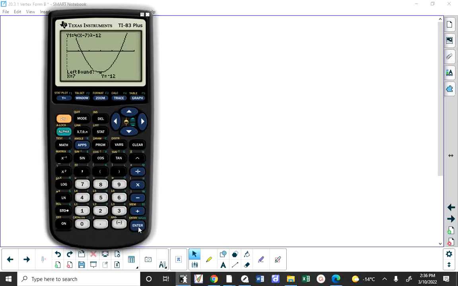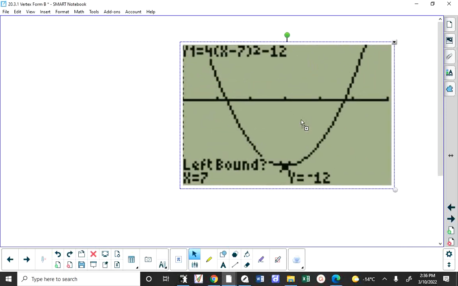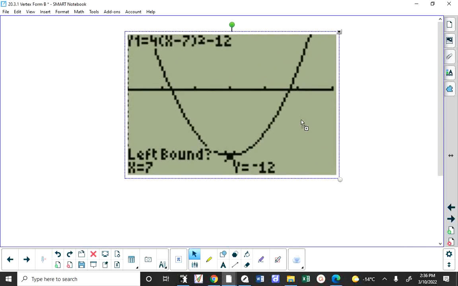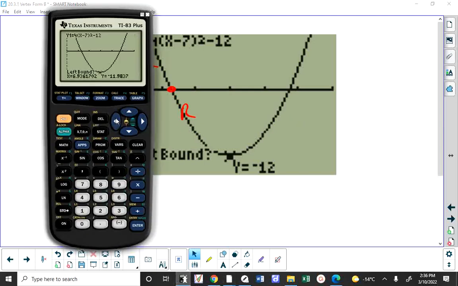So if I want to find this X-intercept here, left is over here. It's to the left of it, and right is over there. All I need to do is scroll so that my cursor is to the left of that boundary. And by the way, you don't have to scroll. You can enter the number. I knew this was 4, so I'm going to enter 4.